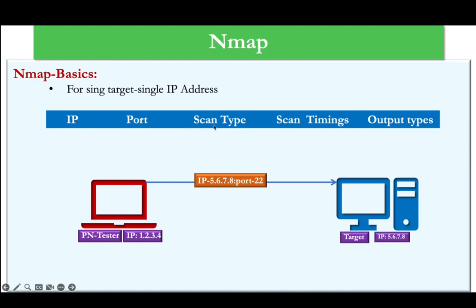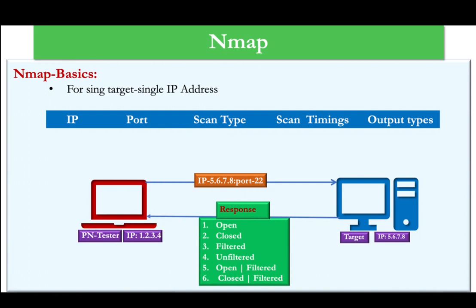The scan types are TCP scan and UDP scan. In TCP, you'll find the full TCP scan and half TCP scan, and we are going to discuss the scan timings and outputs. In response to the SYN request from your pen tester, you may get responses that say the port is open, closed, filtered, unfiltered, open or filtered, or closed or filtered. So you will get these six different responses from the target side.